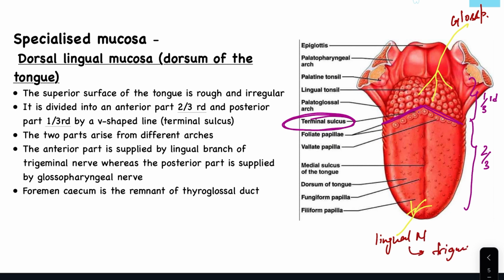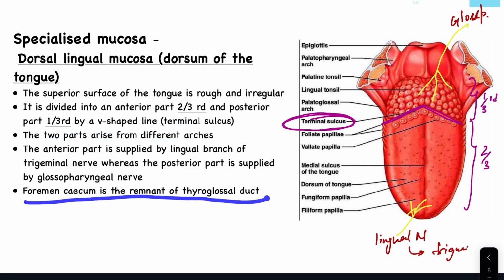Why do they have different nerve supplies? Because both parts originate from different arches. We all know that in embryology, a developing embryo is divided into various arches, and each arch forms something else. These two parts are formed from different arches. That's why they have different nerve supplies.